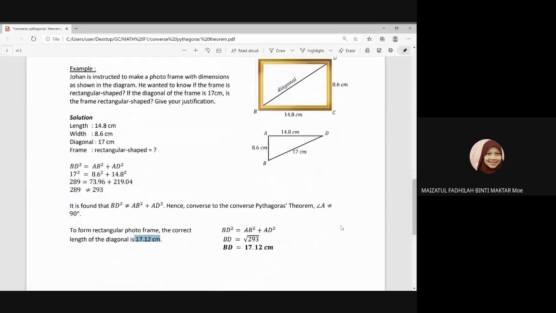Okay, so when the question asks you to determine the justification, to give your reason, you must show the complete working and you must explain everything.